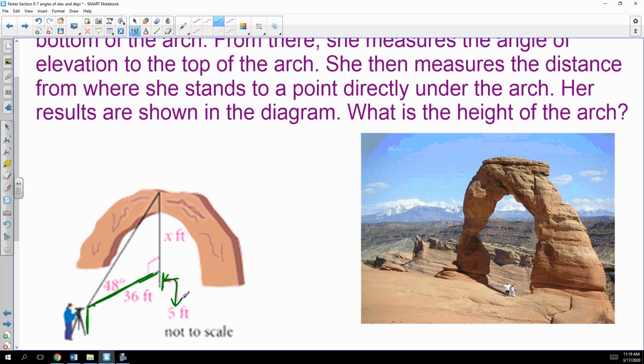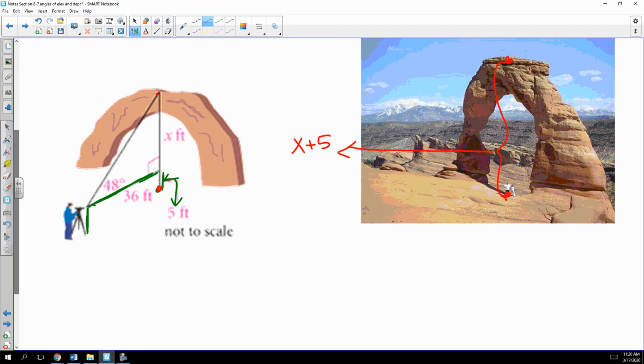So if you want to find the height from the bottom of the ground, like right there, all the way to the top, right? So imagine that from here in the picture where that guy is standing to the top of the arch, this is what you're trying to measure a little bit. That would actually be like x plus 5, okay? So think about taking that triangle and turning it on its side a little bit.